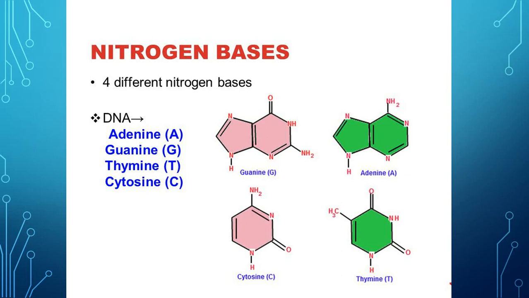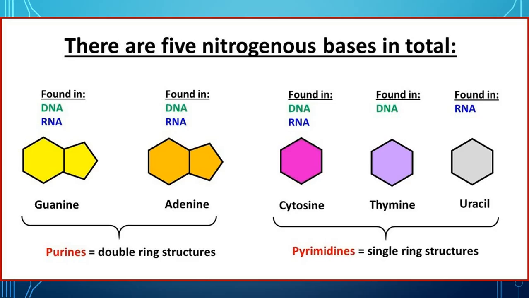The DNA is mainly made up of three components: the nitrogen bases, the pentose sugar, and the phosphate molecule. And four nitrogen bases are present in case of DNA. They are adenine, guanine, thymine, and cytosine. These are the four structures of adenine, guanine, cytosine, and thymine. You can see that some structures are double ring structures and some are single ring structures.